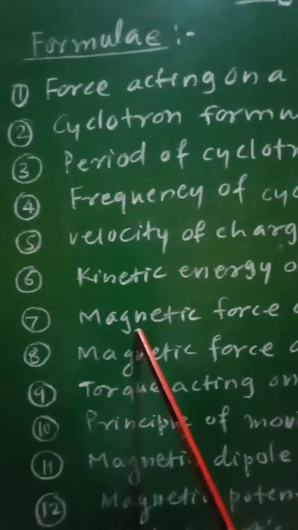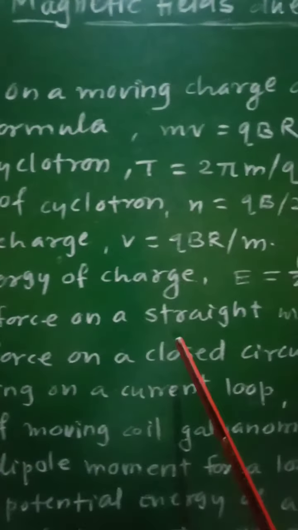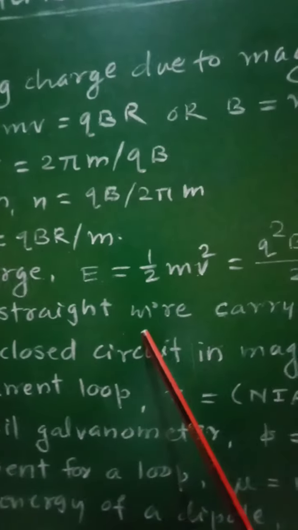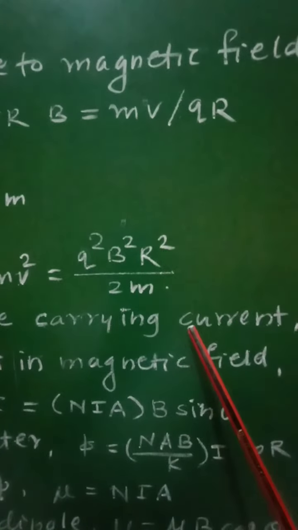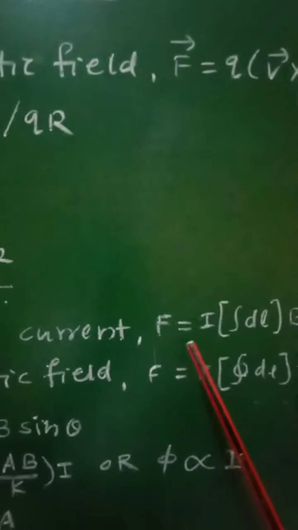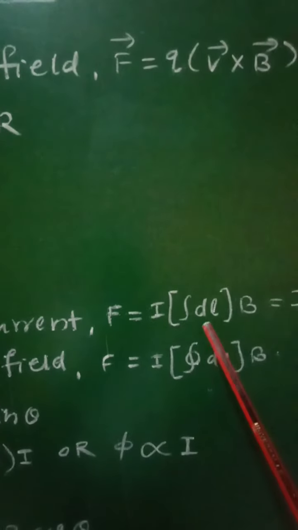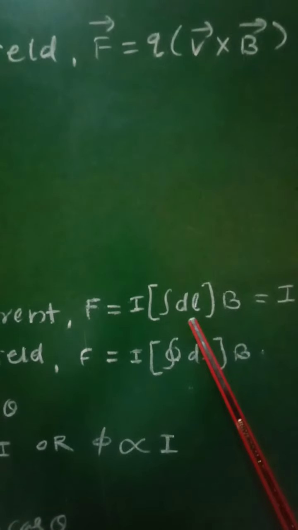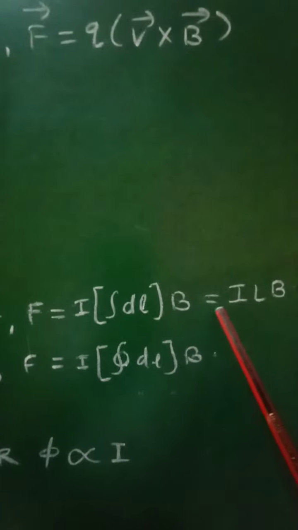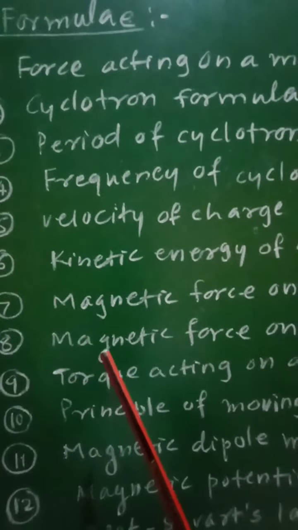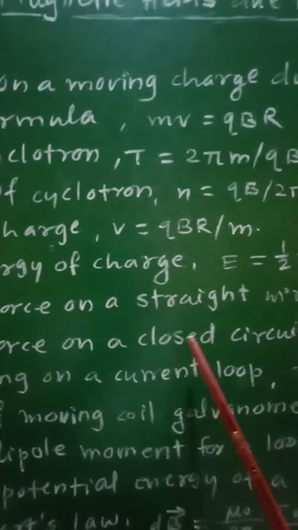Seventh formula is for magnetic force on a straight wire carrying current. If any straight wire carrying current is placed in magnetic field, then F is equal to I integration dl cross B. If integration dl is equal to L, then that force will be equal to I L B.